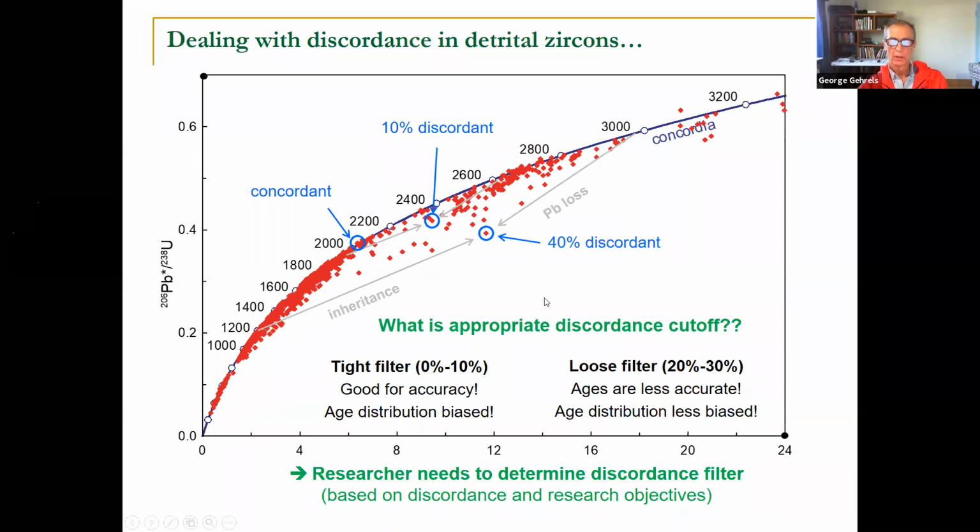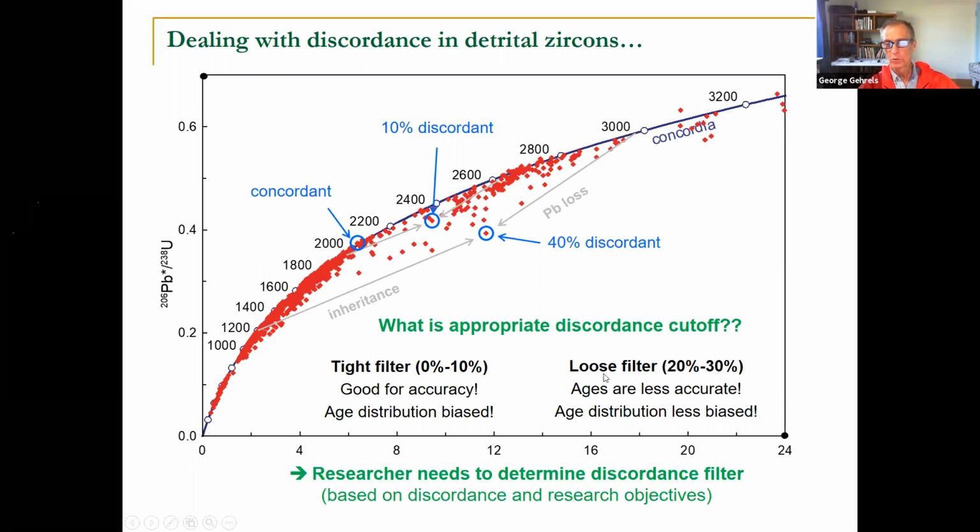And here are some rules of thumb for this. If you use a really tight filter, where you only take analyses that are concordant or up to 10% discordant, so within 10% of the Concordia line, those are really good for accuracy, but your age distribution is going to be biased. That's because these older Archean zircons are probably going to be more affected by lead loss than younger ones. So you might actually get rid of most of your old analyses if you apply that tight filter.